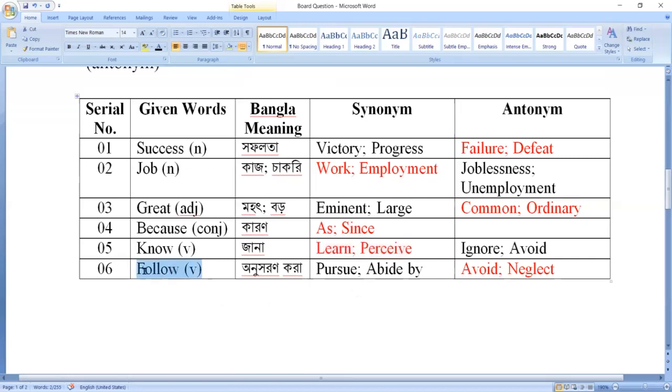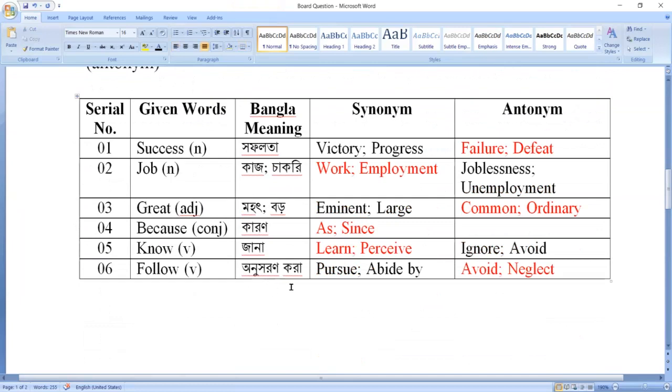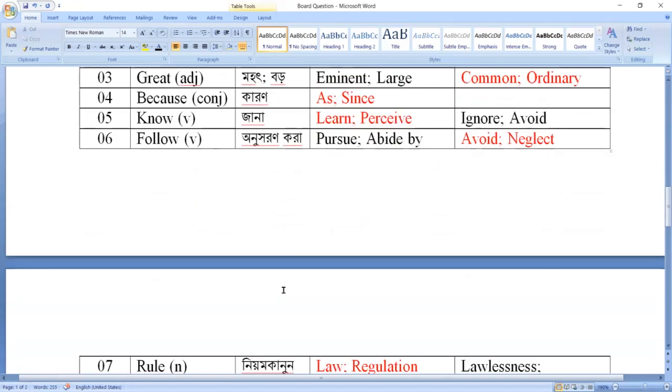Then the word follow. Here you need to write down the antonym of the word, but here are the synonyms: pursue or abide by, that is to maintain or follow something, and the antonyms are avoid or neglect. So we can use either of the words, because avoid and neglect are also in verb forms.